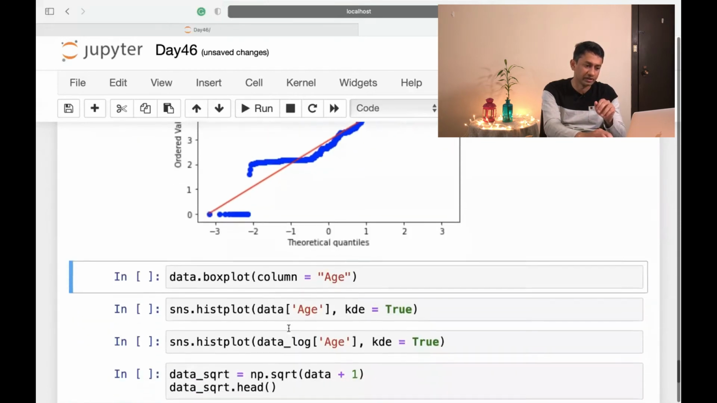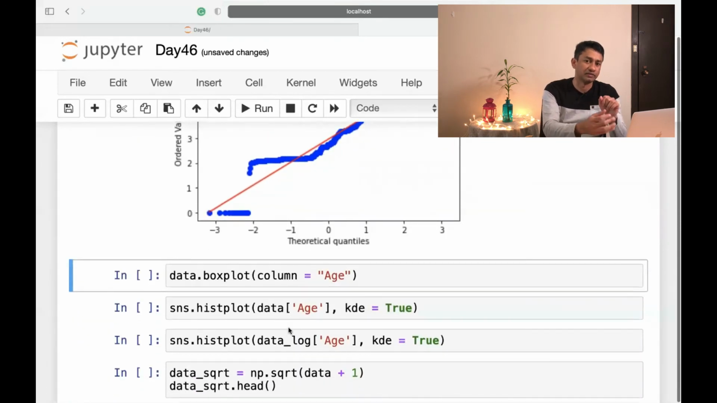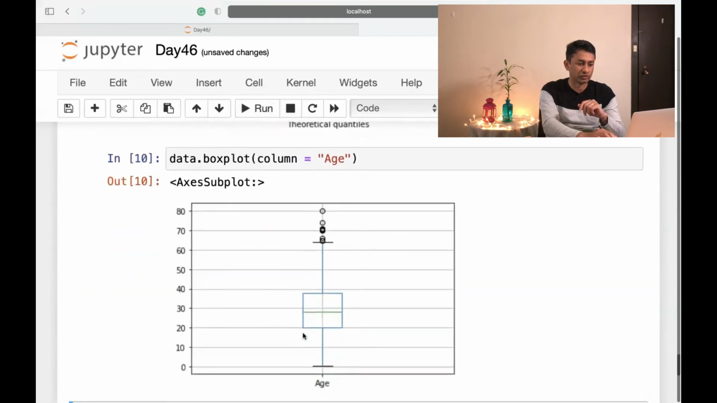Having said that, maybe let's try the same thing with age and see what's happening. The reason why I'm going to repeat this with age is there is something that I want to show you. If I take age, this is how the box plot would look.